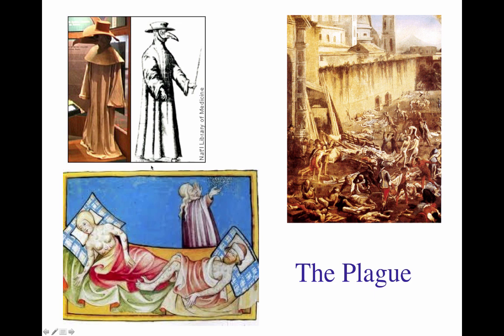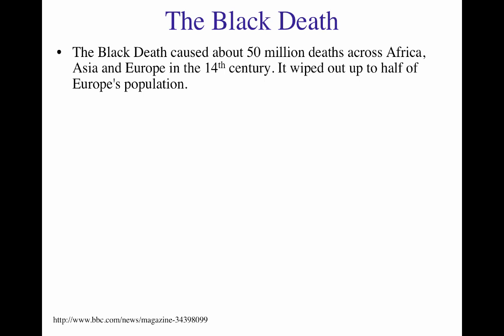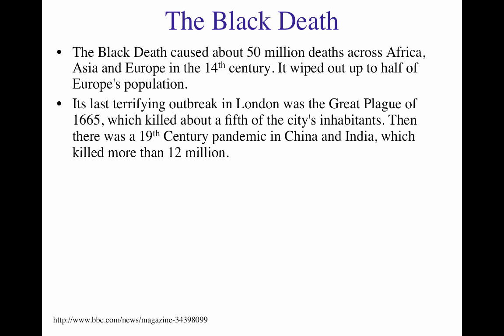Here is the costume that was worn by Italian doctors during the time of the plagues. They had this mask, and the mask allowed them to put herbs and other aromatic compounds to deal with the stench of death that was pervasive during the time that the plague attacked. Now, the Black Death, as it was called, is considered to have caused about 50 million deaths across Africa, Asia, and Europe in the 14th century. We believe that it wiped out about half the population of Europe in a really short amount of time.